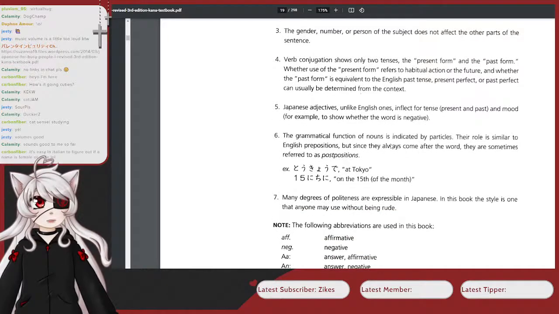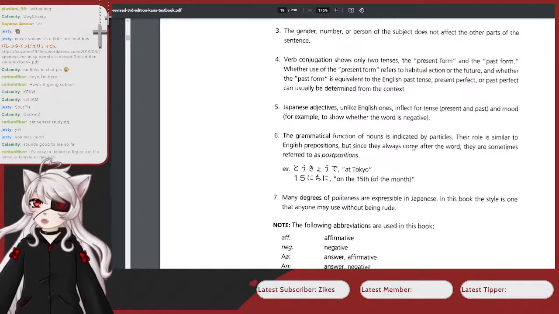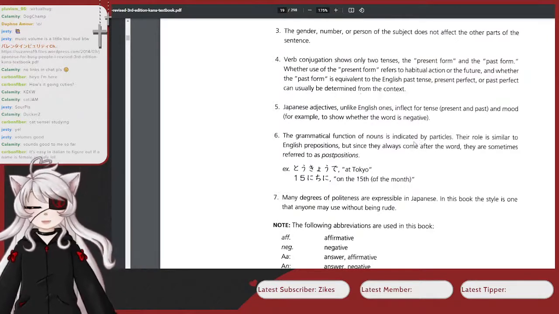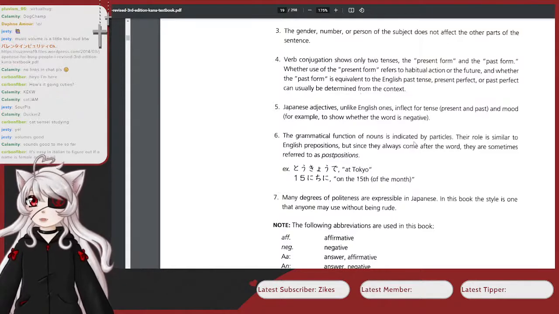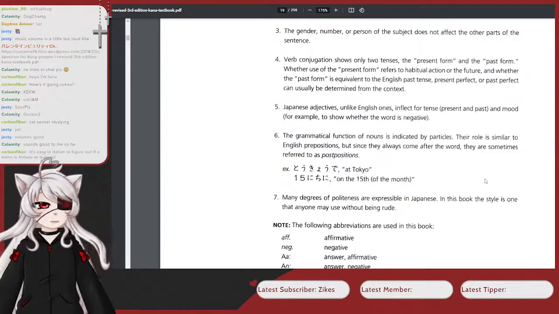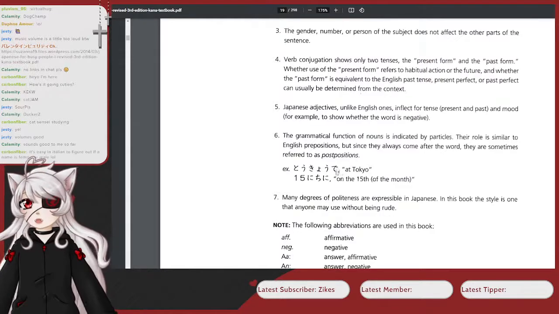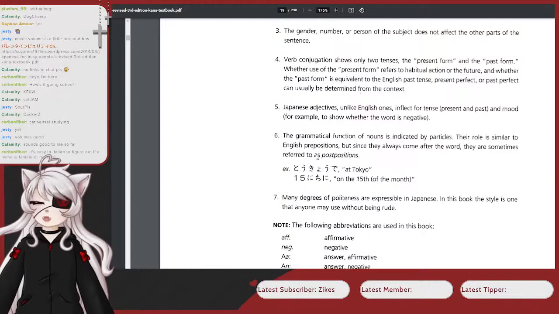The grammatical function of nouns is indicated by particles. Particles is another thing that I didn't like the way that Duolingo did. It doesn't really teach you particles and stuff. It just kind of gives you them and kind of expects you to just like know them. Not a fan. So Tokyo de, so de in this case is at. It always goes afterwards.